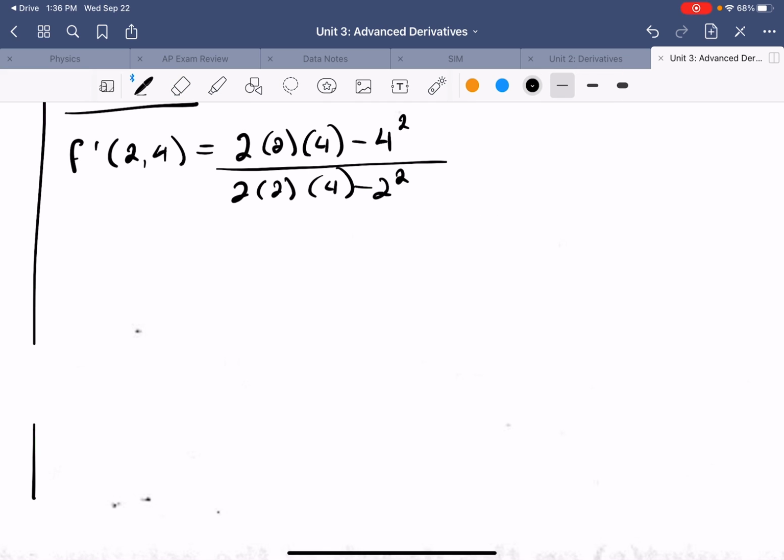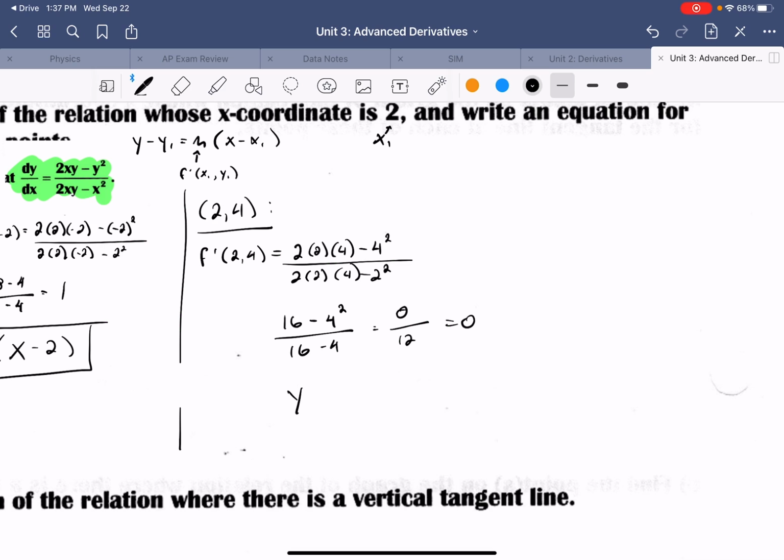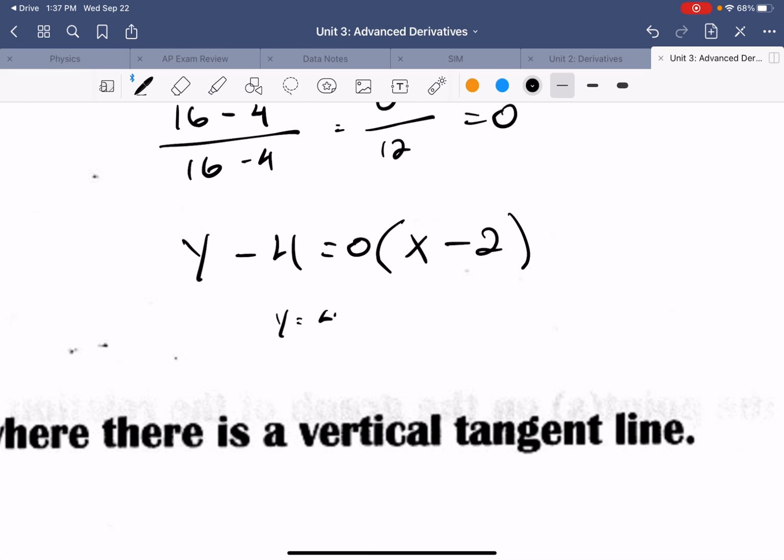2 times 2 is 4, 4 times 4 is 16. I'm sure like every single one of y'all caught that, and I didn't. Sorry about that. So 16 minus 4. So on top we have 0. And it doesn't really matter what's on the bottom, it's 12. So we get a 0. Okay. So then our tangent line would be y minus 4 equals 0 times (x minus 2). And if you wanted to simplify this, this would just simplify to y equals 4.